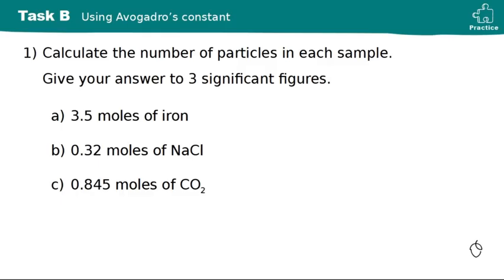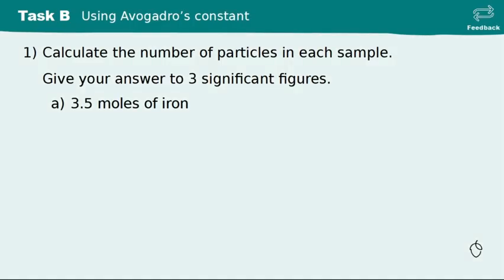Okay, so let's calculate the number of particles in each sample. Give your answer to three significant figures. A, 3.5 moles of iron; B, 0.32 moles of sodium chloride; and C, 0.845 moles of carbon dioxide. For each one of those, to calculate the number of particles in that amount of moles, we would simply need to multiply each of the moles by Avogadro's constant.